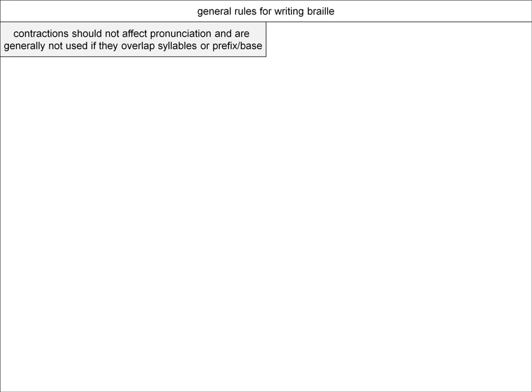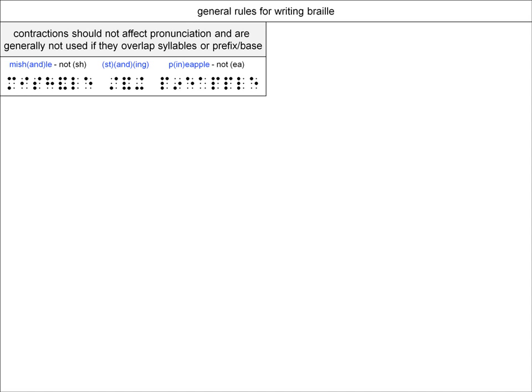Also, contractions generally should not overlap syllables or the prefix of a word and its base. So, if you see a word like mishandle, you would not use the sh contraction when transcribing it, because this would alter the pronunciation of the word, giving it a sh sound. Also, miss is the prefix of the word, so you would be overlapping the prefix and base word by using the sh contraction.